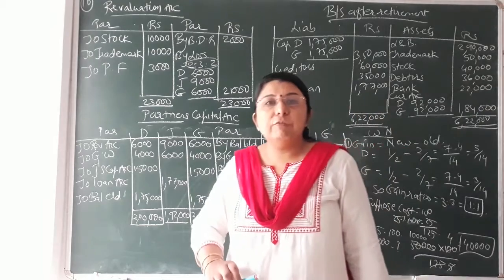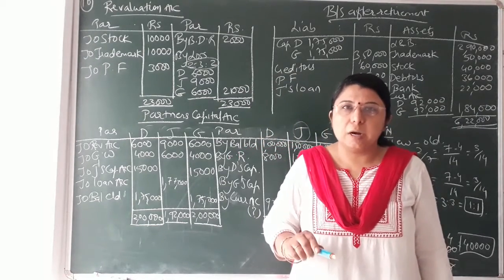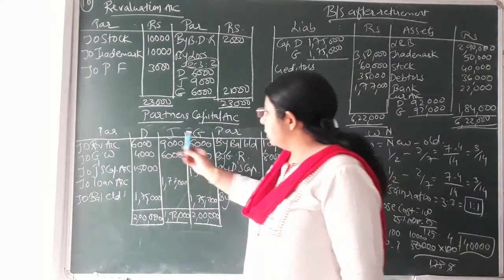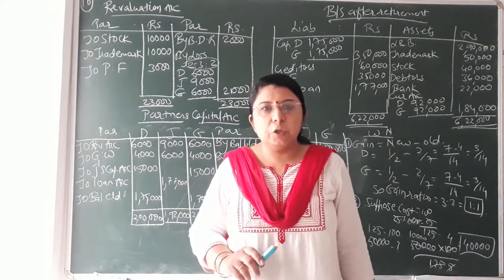Now that 3,50,000 is to be distributed amongst the remaining 2 partners, the continuing partners. Which are the continuing partners? That is Deep and Geeta. In which ratio? That is the new profit and loss sharing ratio that is given to you in the question.